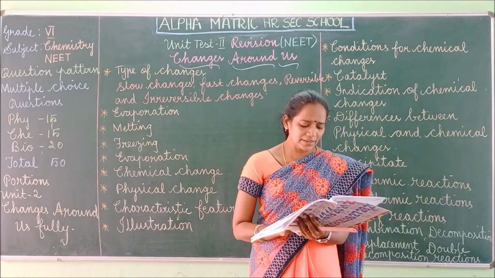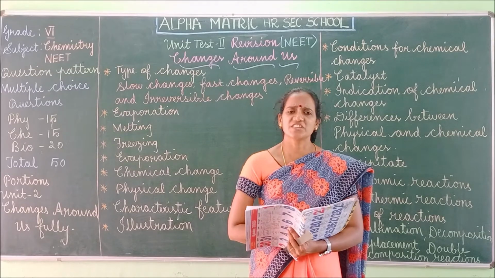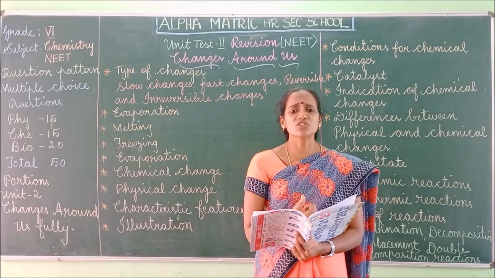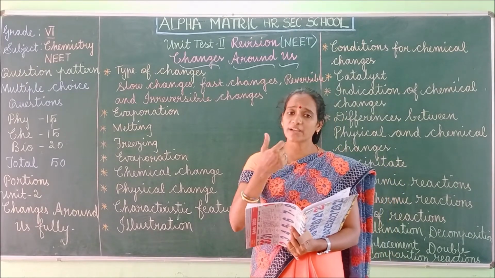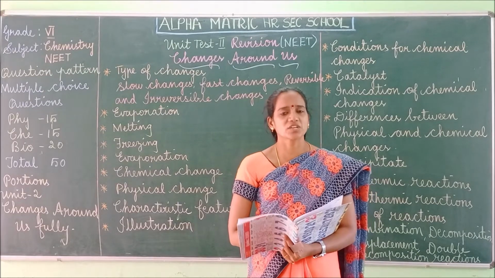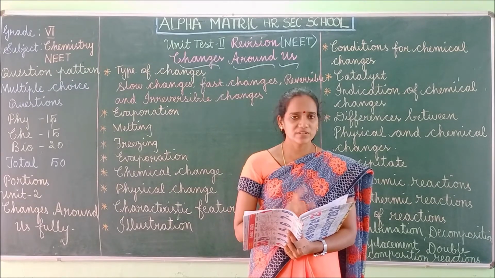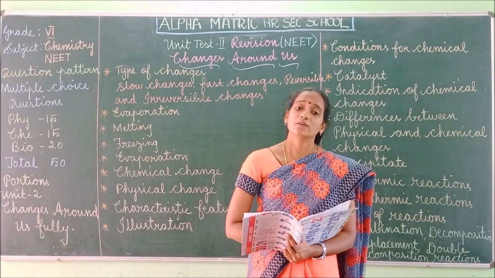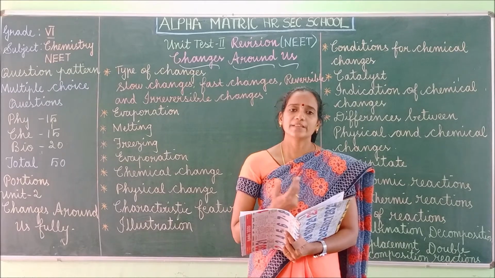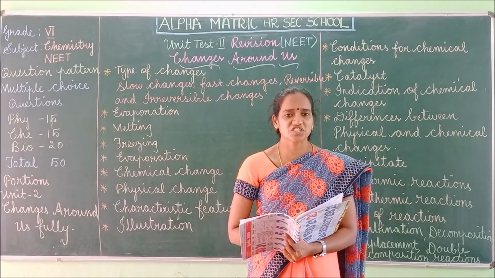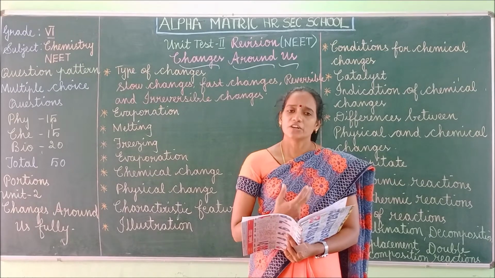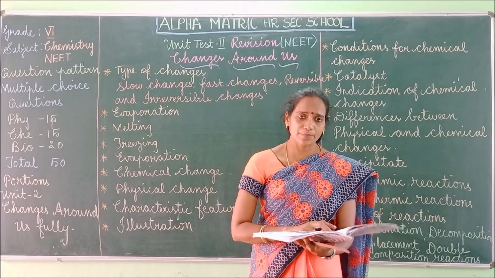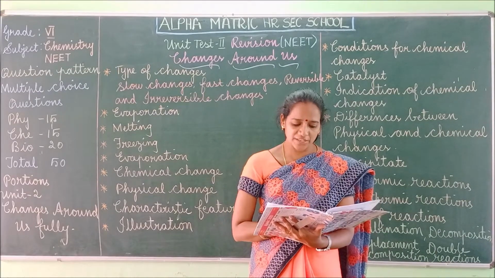Next, we can move to the reversible change. Reversible change means what? A substance which can be brought back to its original position again. Then we can say it is a reversible change. What are the examples we can say? Melting of ice, melting of wax, and then evaporation, condensation. These will come under reversible change. Even boiling and evaporation will come under the reversible change.